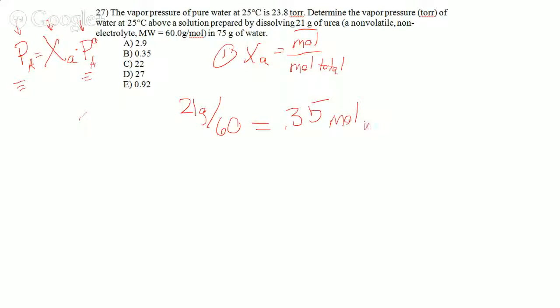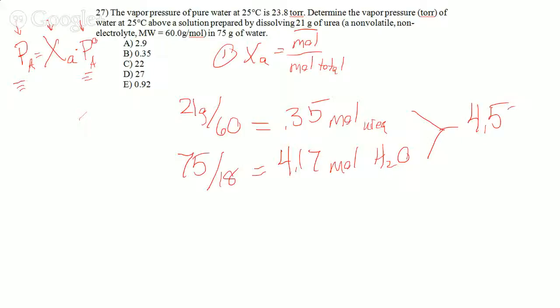Moles of urea. Now we also got to find the moles total. So we got to go, all right, well, what's the moles of the water? So we have 75 grams of it divided by its GFM of 18, and we get 4.17 moles of H2O. So combine those, and what do you get? You get a total of 4.52 moles. So XA is going to be equal to 0.35 all over 4.52.